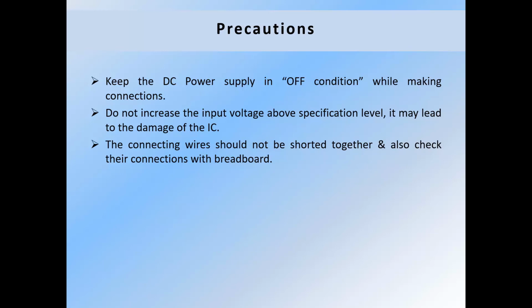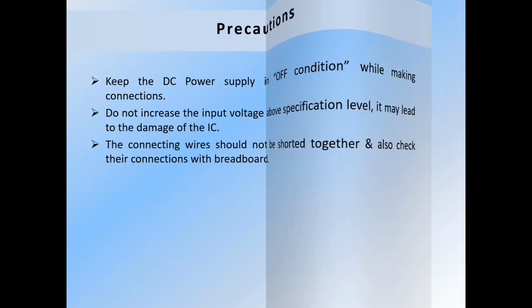Precautions: keep the DC power supply in off condition while making connections. Do not increase the input voltage above specification level. It may lead to the damage of the IC. The connecting wires should not be shorted together, and also check their connections with breadboard.